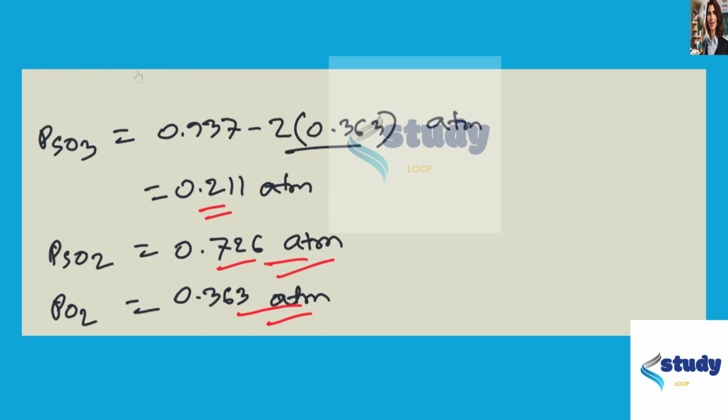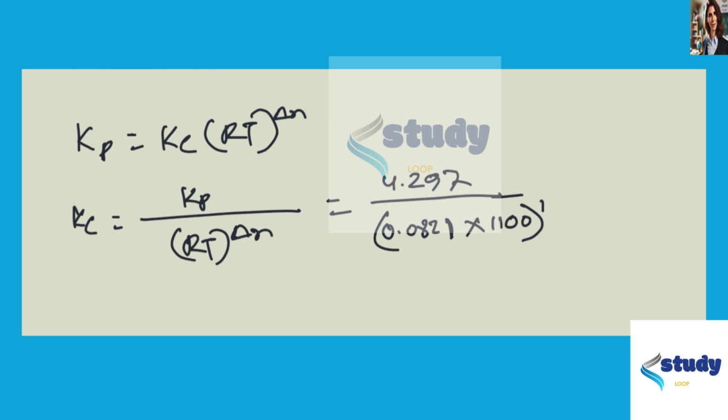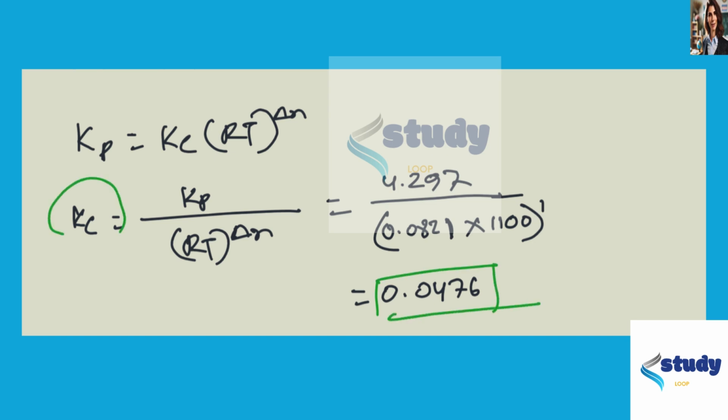So the value of del N is basically the difference of the number of molecules of the products and reactants. So for products we have 2 plus 1, total 3 molecules in products, minus the molecules of reactants, which is 2. So del N will be 3 minus 2, or 1. So the value of del N is 1. And from here we'll get a value of 0.0476. So this is the value of Kc for this reaction.